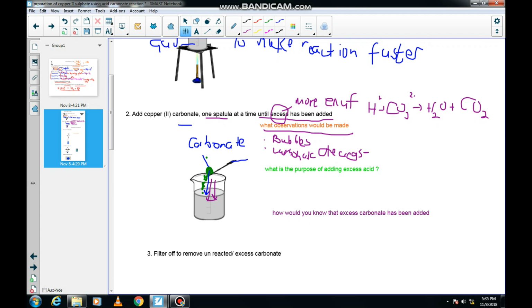You will observe the carbonate decrease or disappear in the solution. Some books may say the carbonate dissolves in the solution. I don't like using this word, but I'll just use it because it is there in your books. The carbonate decreases in size, disappears in the solution, dissolves in the solution.